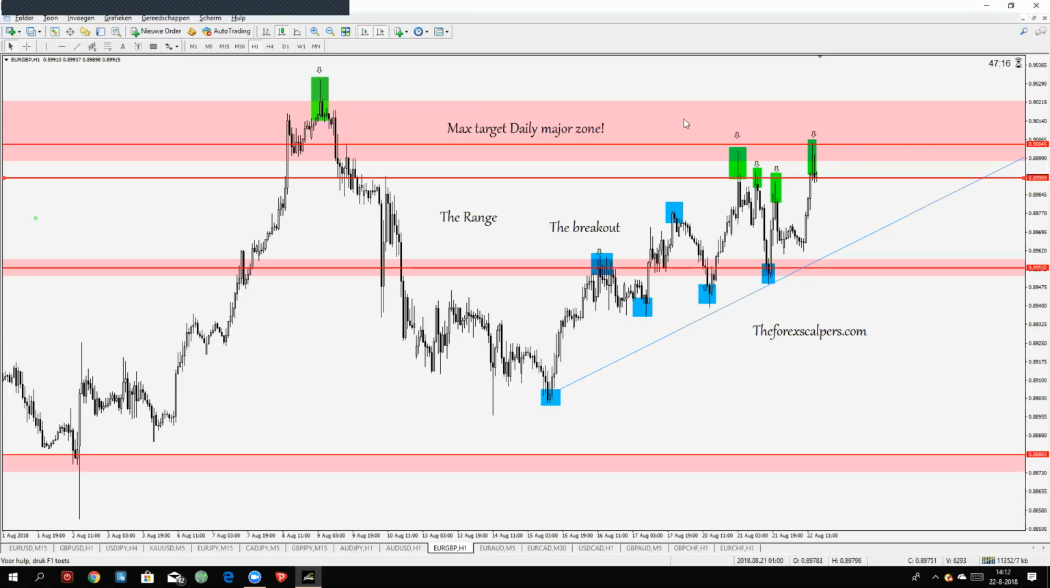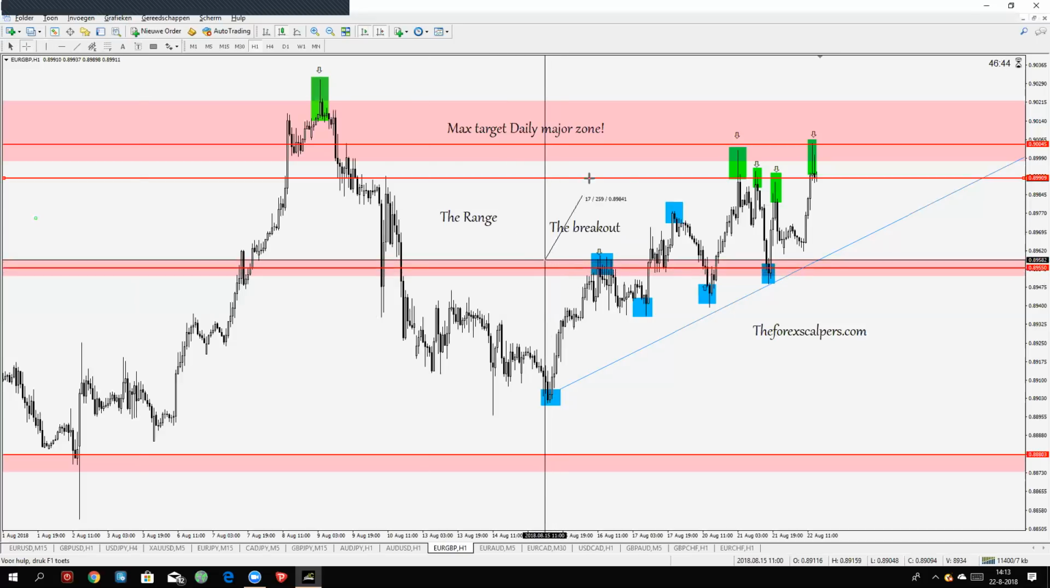This max daily target, that major level, is interesting, because if you look left, we rejected before. You can see that right here. I did a video about this also, from that breakout here. That was a good trade. But as you can see, the market structure always works.